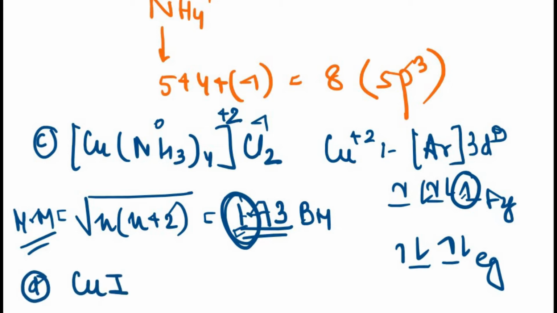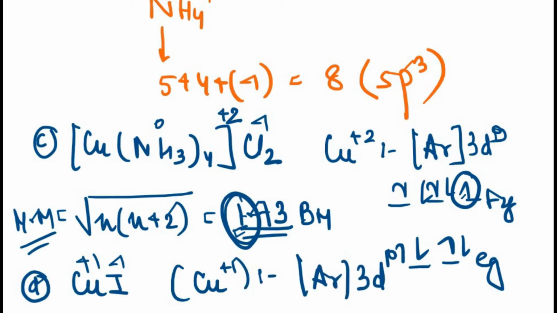The next one let us do is for cupric iodide. So this should be -1 plus 1. So cuprous iodide. So this should be +1. +1 meaning argon core 3d10. No unpaired electrons, so magnetic moment is 0. Right?